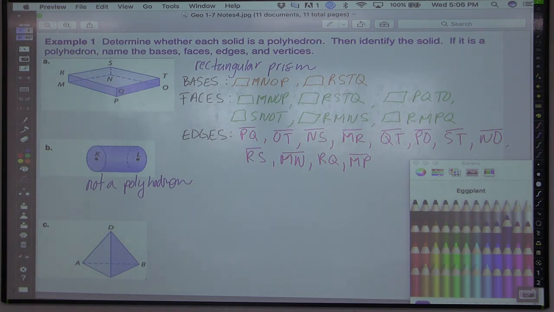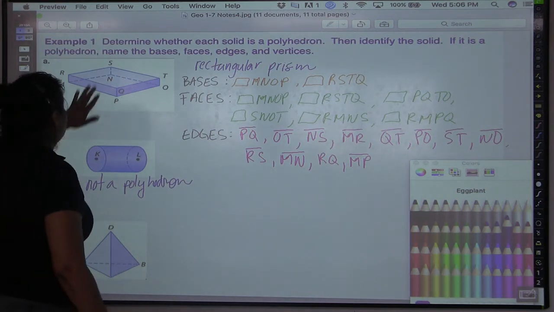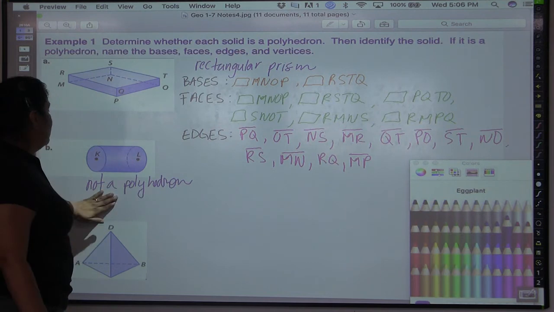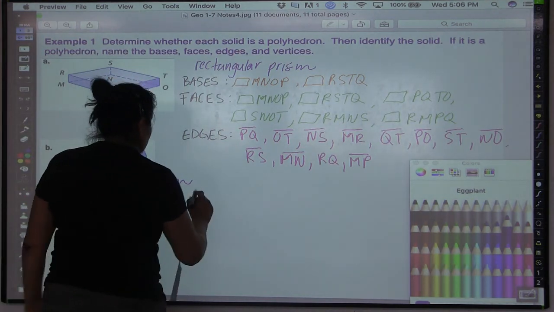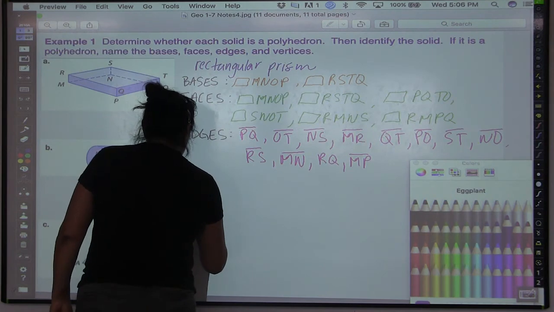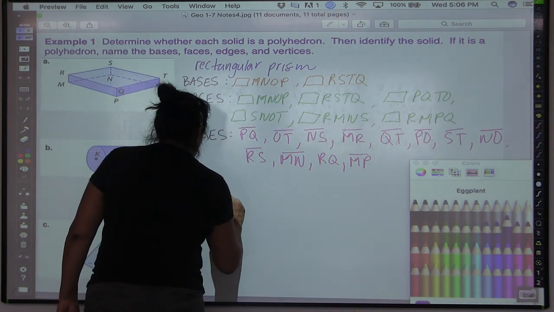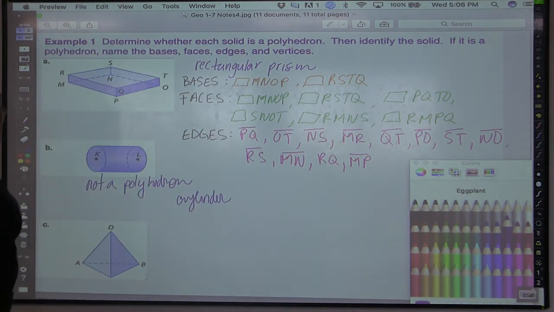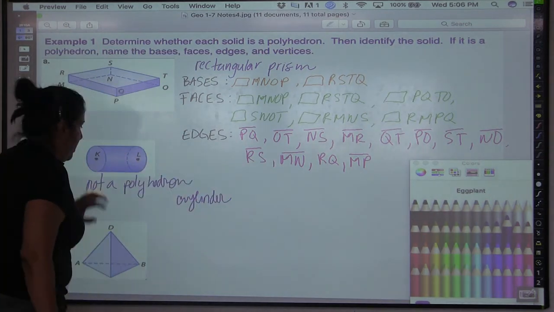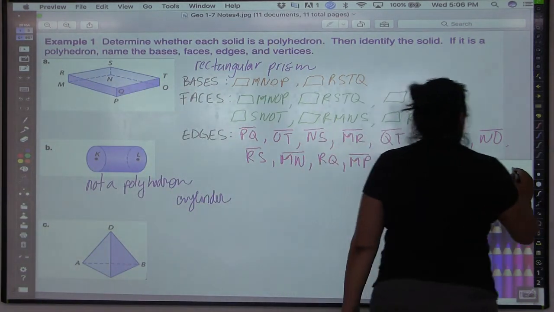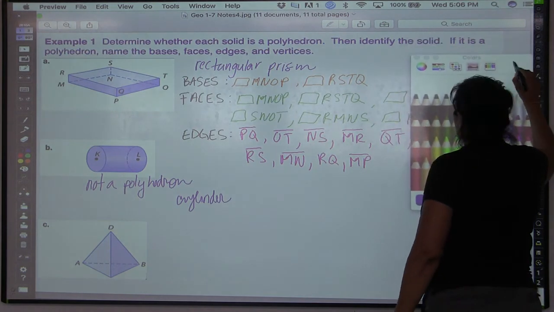So this one is actually a cylinder. They didn't ask us to identify, actually they did. It says determine whether each solid is a polyhedron. So no, it's not a polyhedron. Identify the solid. It is actually a cylinder. And then when it says if it is a polyhedron, well, it's not a polyhedron, so we're not going to name the bases and the faces, and so we're not going to run into any space problems here. We're good.